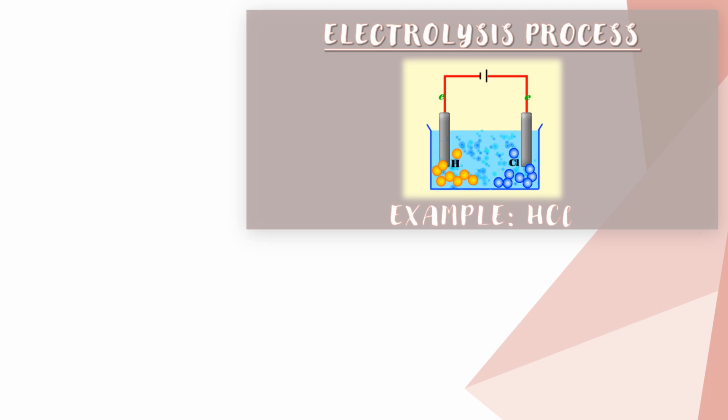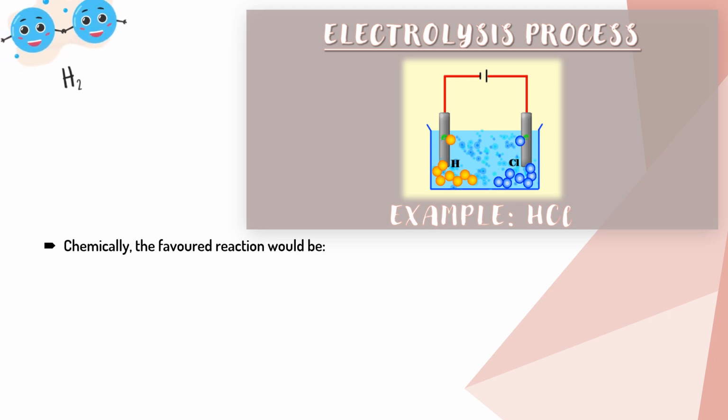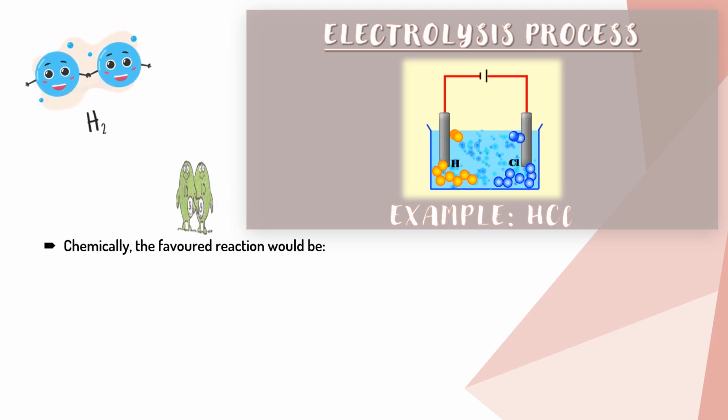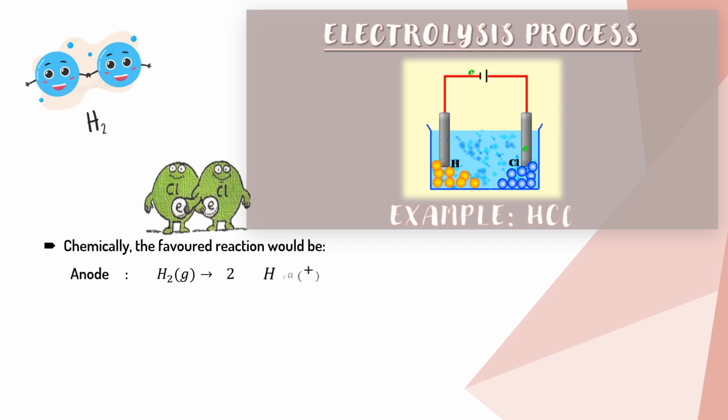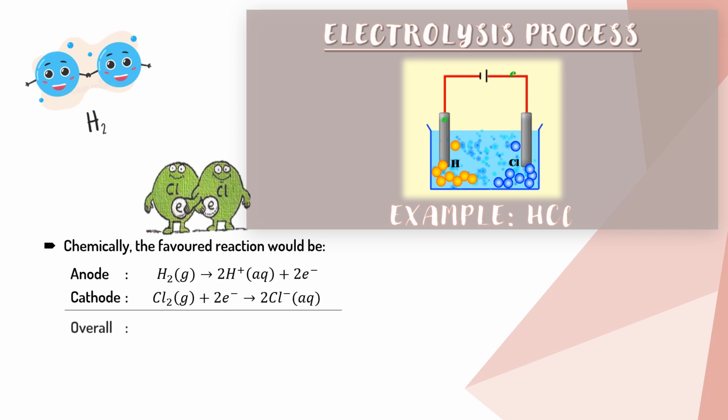I'm going to talk about the electrolysis process. For example, the electrolysis of hydrochloric acid, HCl. Chemically, the favored reaction at the anode would be the oxidation of hydrogen gas and the reduction of chlorine gas at the cathode. The hydrogen gas is oxidized to 2 hydrogen ions plus 2 electrons at the anode, while the chlorine gas is reduced to 2 chloride ions at the cathode. The overall reaction of this process is H2 plus Cl2 to 2HCl.